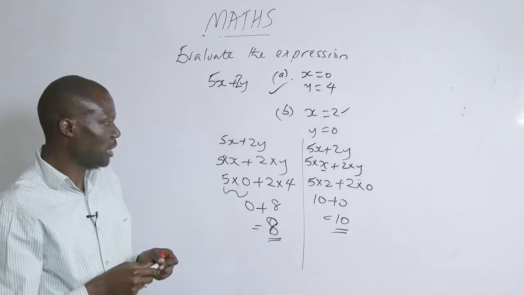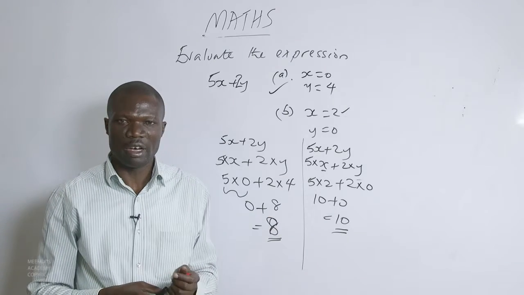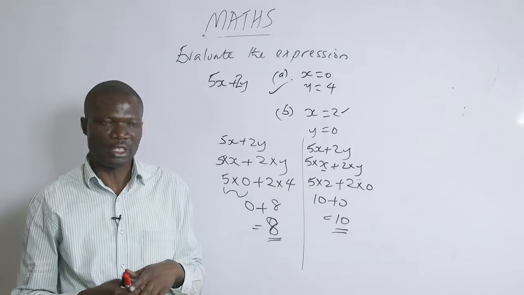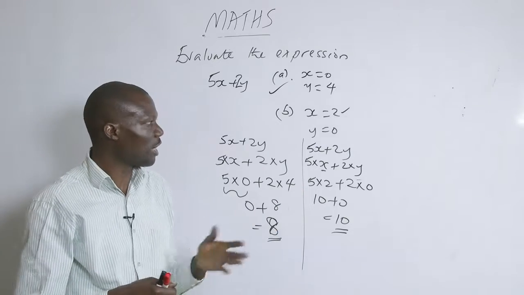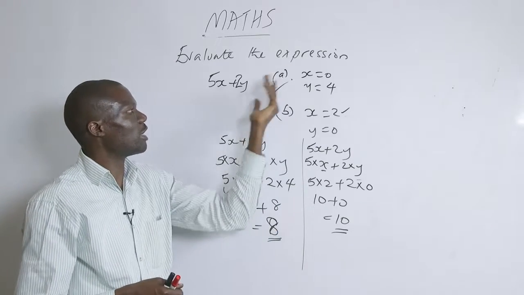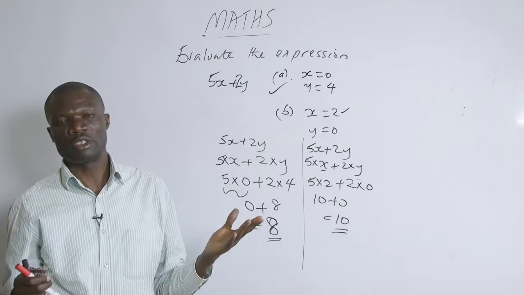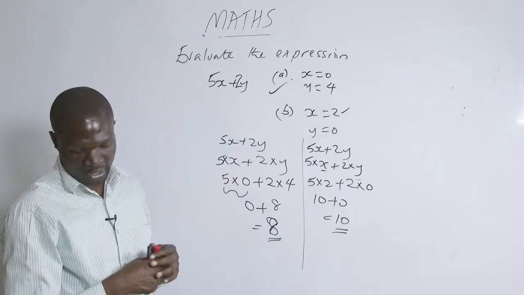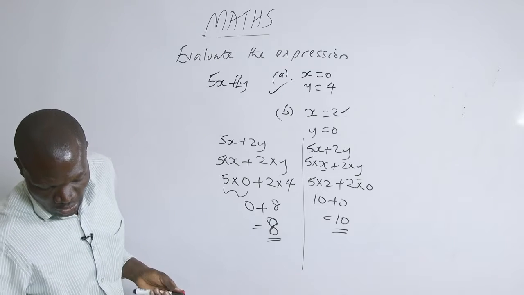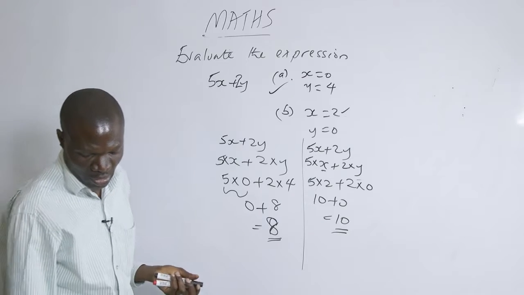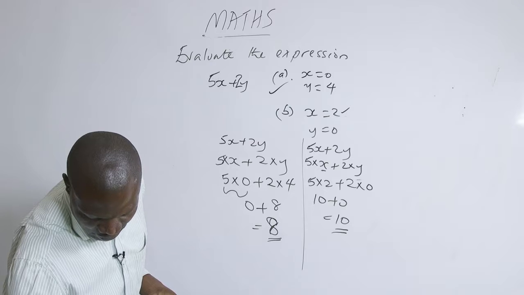So you'll realize that anytime a constant is multiplied by 0, it will always be 0. And we have been able to work out and substitute the values in an expression, given that one value is 0 and the other value is a number. So let us complete this table to understand further.